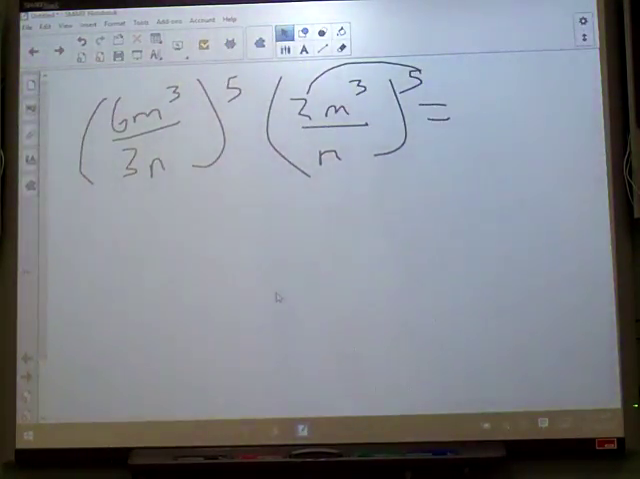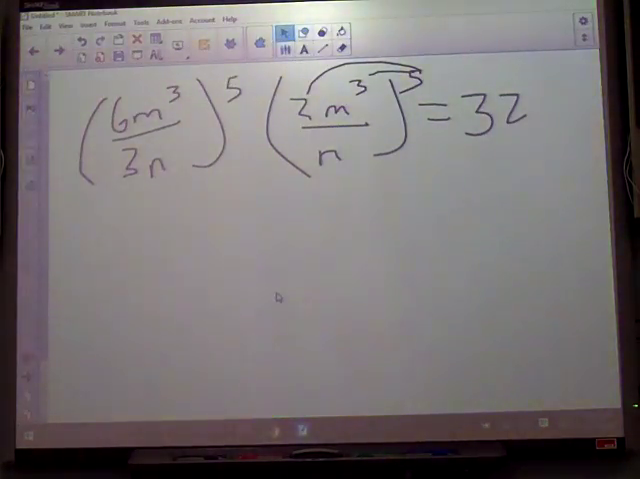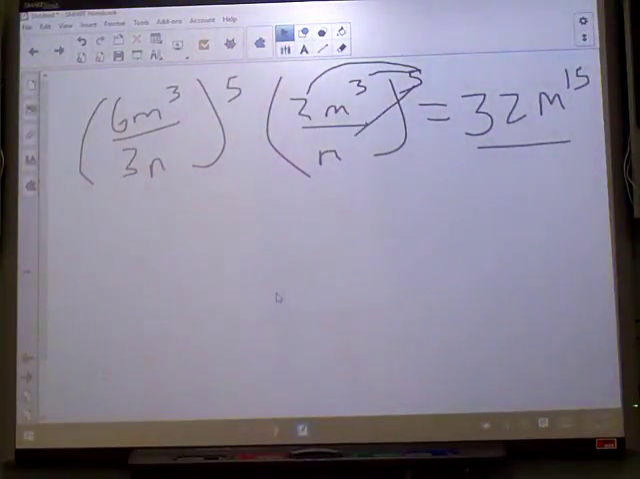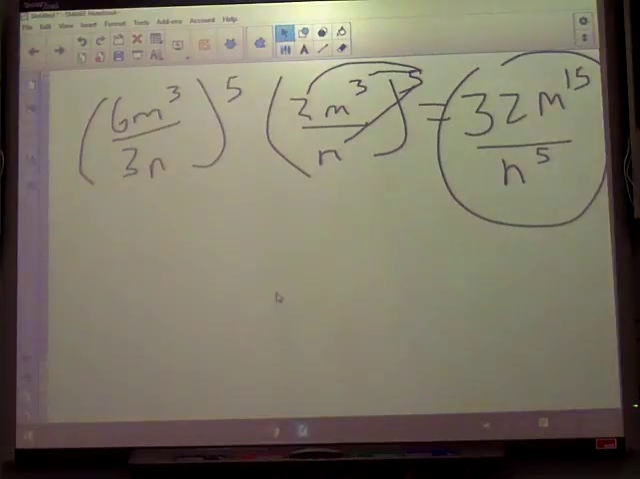So I got 32. What do you do right here on power to a power? You add. No. Subtract. No. Multiply. So that'll be m to the 15th. And then on the denominator, n to the 5th. Power to a power, you multiply.